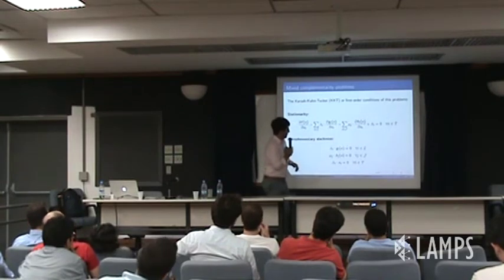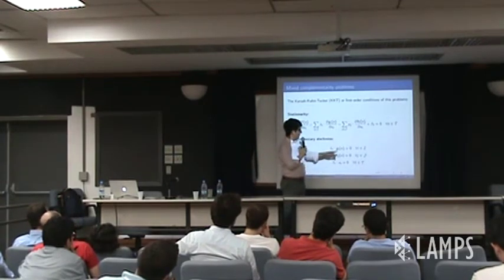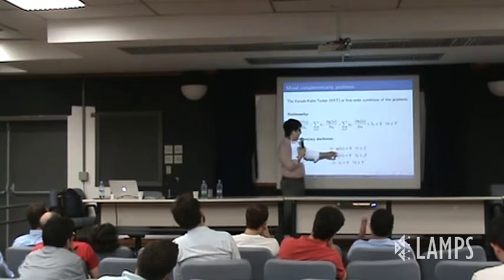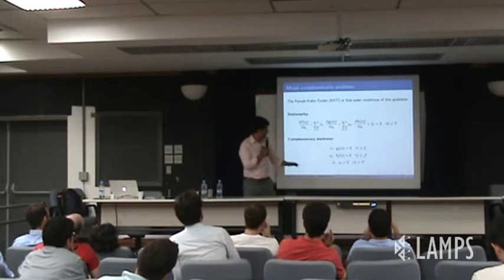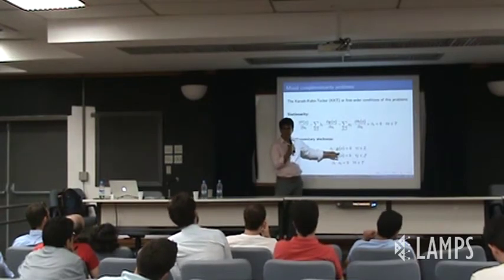Complementary slackness. A constraint is either binding or the dual variable associated to that constraint is 0. That's what this constraint says. Okay?